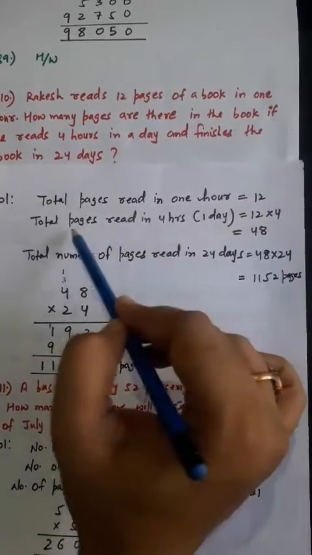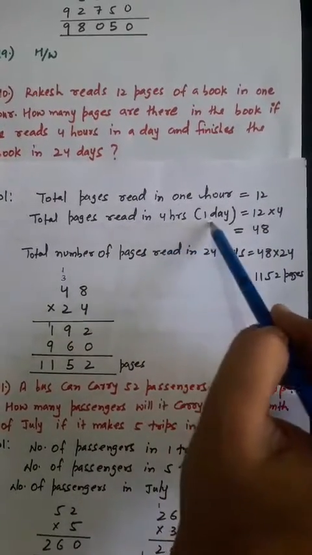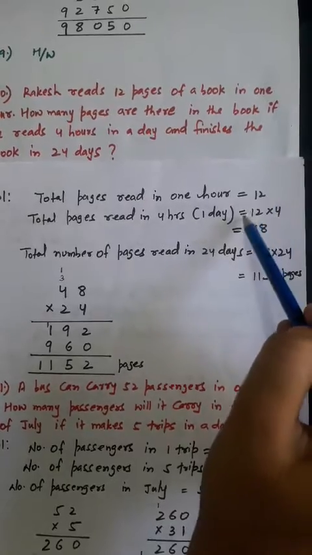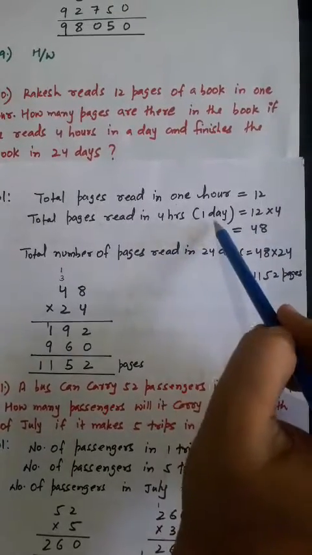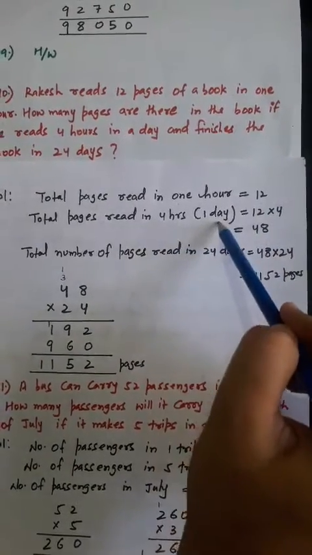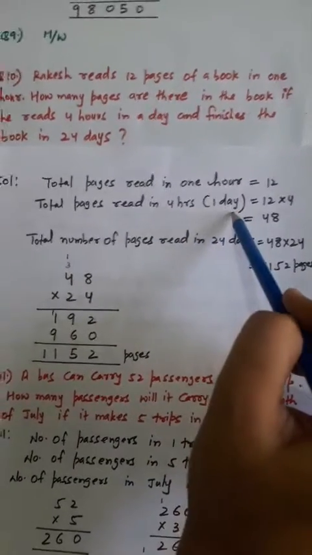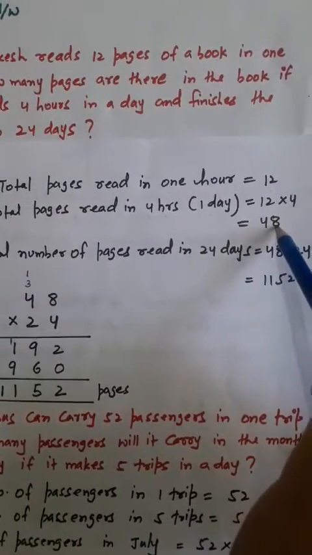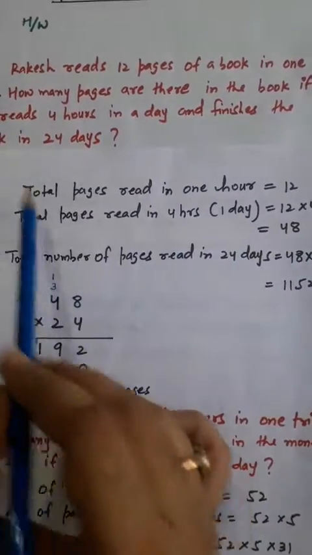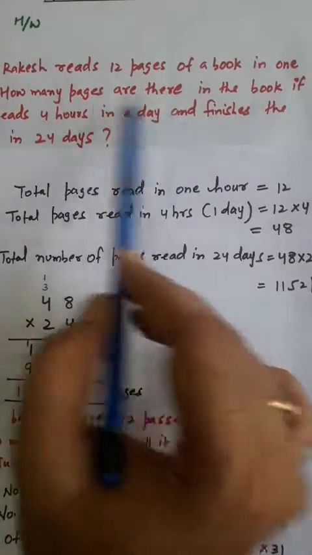Now total pages read in 4 hours will be 12 multiplied by 4. He reads 4 hours in a single day. एक दिन में 4 hours वो read करता है pages. 12 into 4 is equal to 48. Now move to the question again.